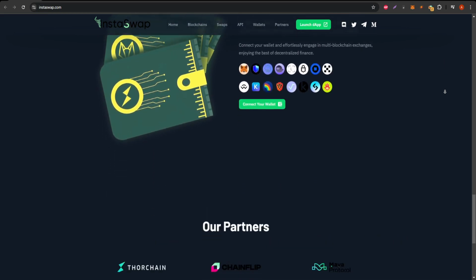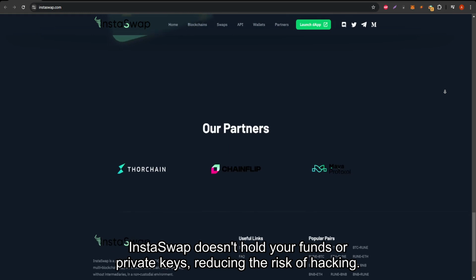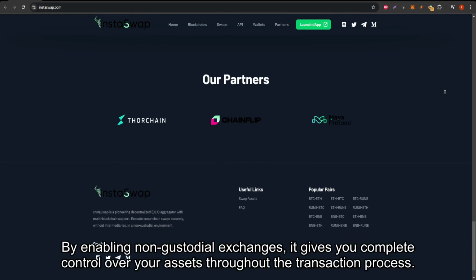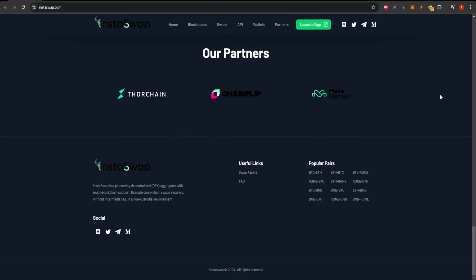Security is another highlight. InstaSwap doesn't hold your funds or private keys, reducing the risk of hacking. By enabling non-custodial exchanges, it gives you complete control over your assets throughout the transaction process.